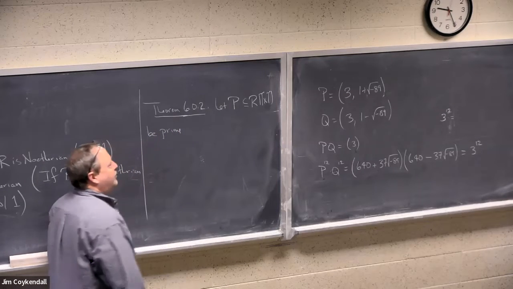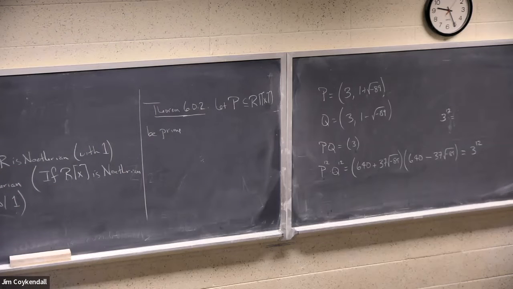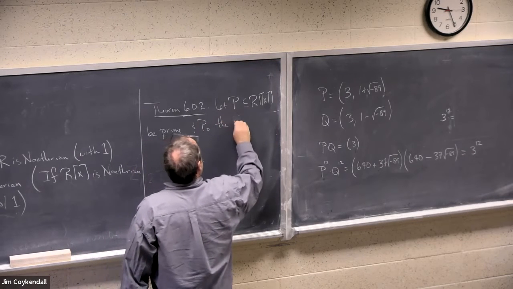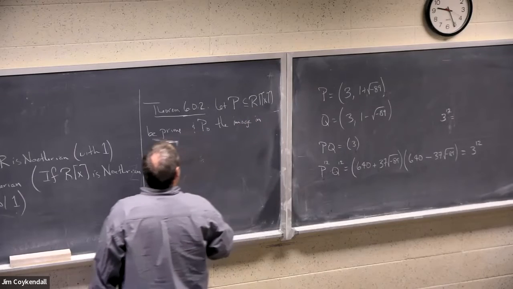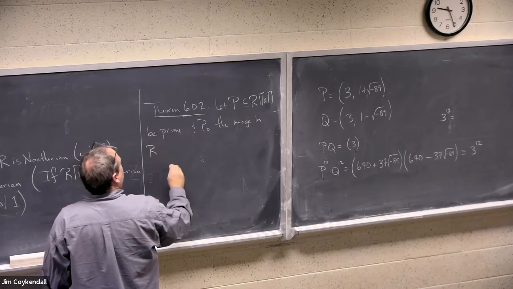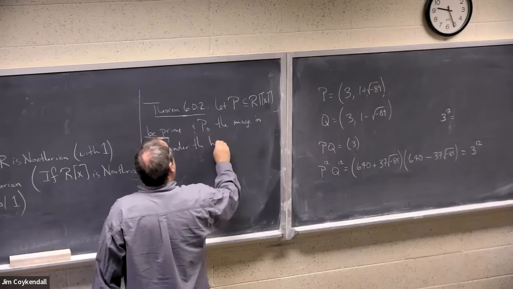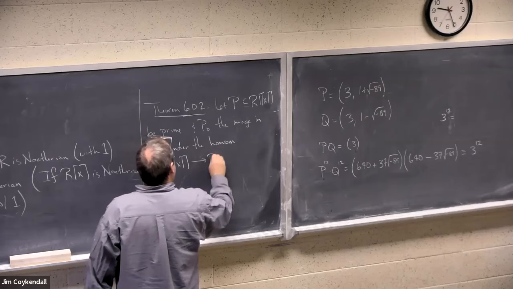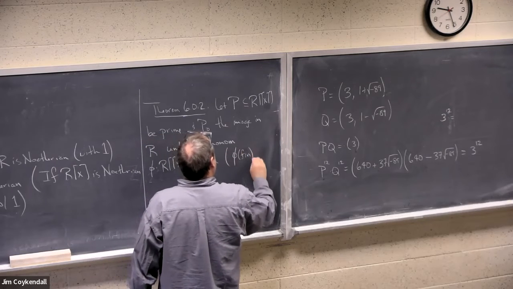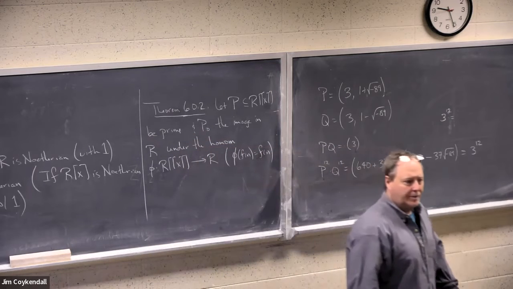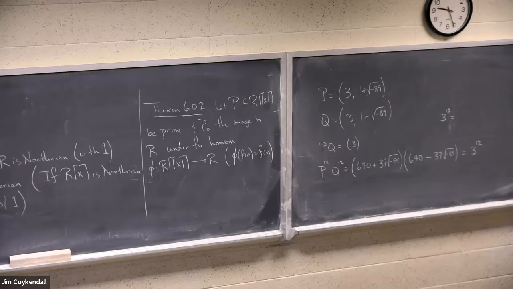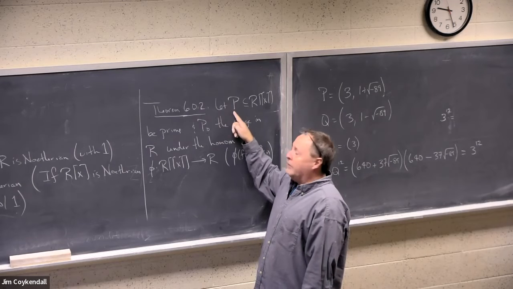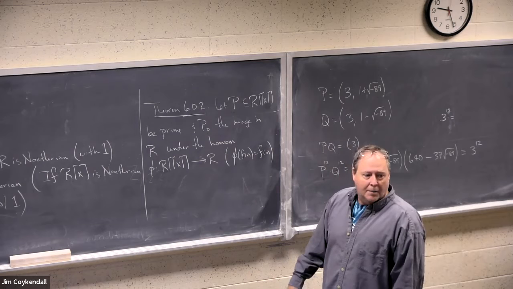Okay, suppose I have a prime ideal P in a power series ring R[[X]], and let P_0 be the image of P in R under the homomorphism that takes P of X to its constant term, P(0). Let me give you a word of caution here. This does not mean the constants that are contained in P. In fact, it's more than that. All the constants that are contained in P are in P_0 for sure, but there may be other stuff.